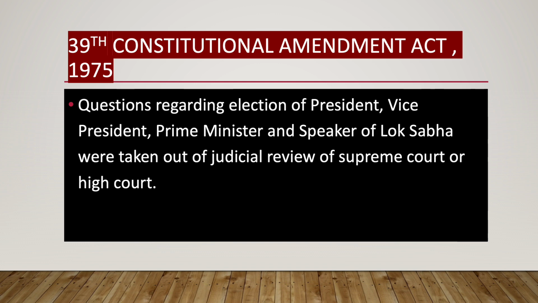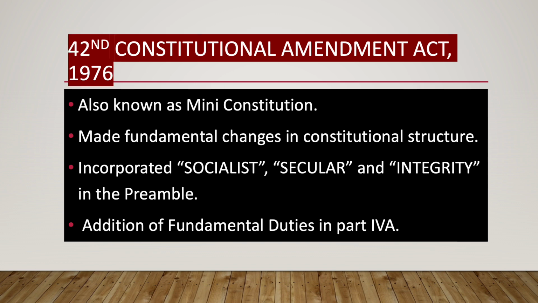39th Constitutional Amendment Act of 1975. Under this, questions regarding election of President, Vice President, Prime Minister and Speaker of Lok Sabha were taken out of judicial review of Supreme Court or High Court. 42nd Constitutional Amendment Act of 1976. This is the most important Constitutional Amendment Act. It is also known as Mini Constitution. It made fundamental changes in constitutional structure. It also incorporated socialist, secular and integrity in the preamble, and it also added fundamental duties in Part 4A.